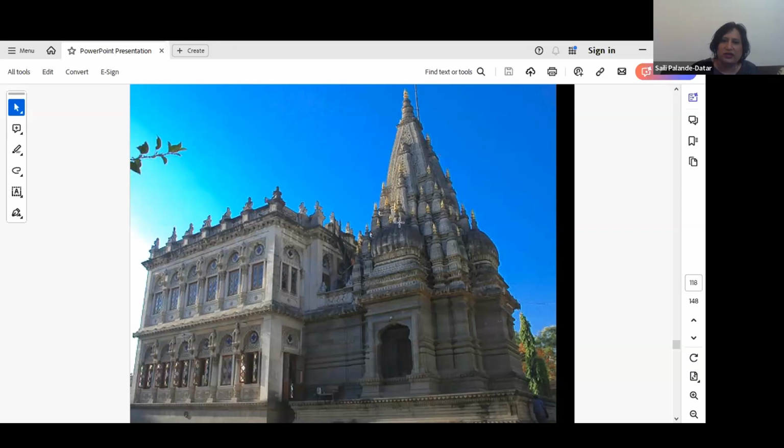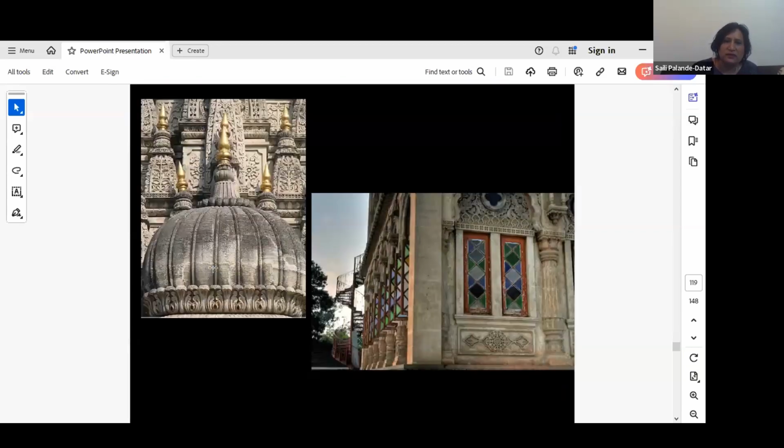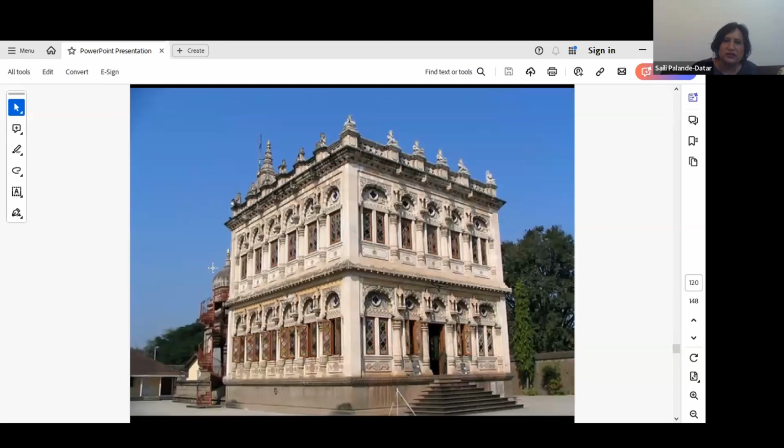But again, you can see this is a Shinde chhatri at Pune, which combines all three elements: the Yadava style, Bhumija, Nagara, then you have Indo-Islamic domes, and then you have this architecture which is influenced by colonial architecture, neo-Gothic kind of things here, as seen. Here are some details.